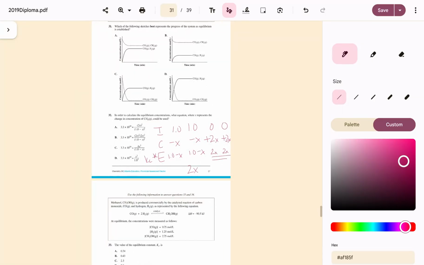So 2x squared times 2x squared, over your 1.0 minus x times 1.0 minus x, and that would all equal the Kc that was given to us. And now when we're taking a look at which matches, the one that matches is B, because this part on the bottom can be written as just itself squared, and then we'll have our answer.